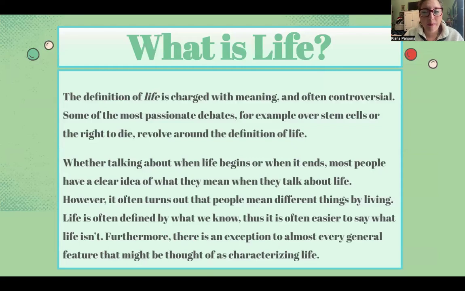The definition of life is charged with meaning and often controversial. Some of the most passionate debates, for example, over stem cells or the right to die, revolve around the definition of life. Whether talking about when life begins or when it ends, most people have a clear idea of what they mean when they talk about life. However, it often turns out that people mean different things by living. Life is often defined by what we know, thus it is often easier to say what life isn't. Furthermore, there is an exception to almost every general feature that might be thought of as characterizing life.